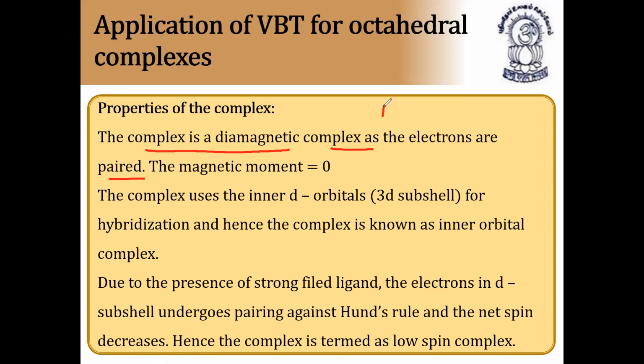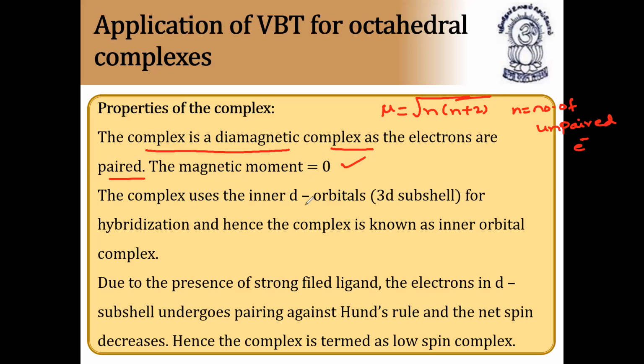How to calculate magnetic moment? Mu is equal to root of n into n plus 2, where n is the number of unpaired electrons. This we already know, since we have been learning this in many classes. Here the number of unpaired electrons is zero. Hence, the magnetic moment is 0.